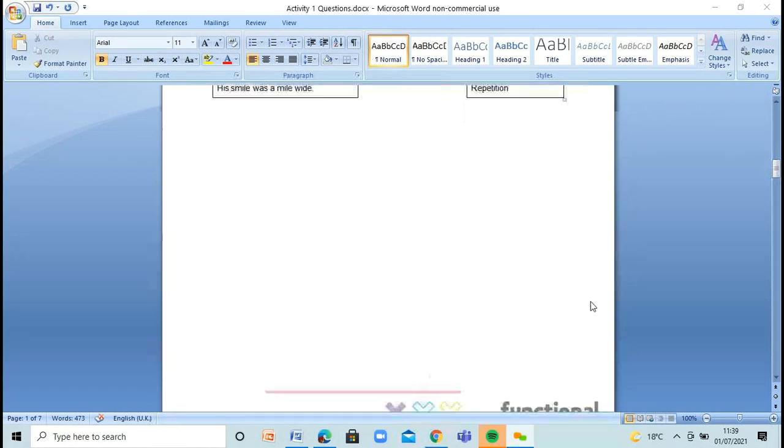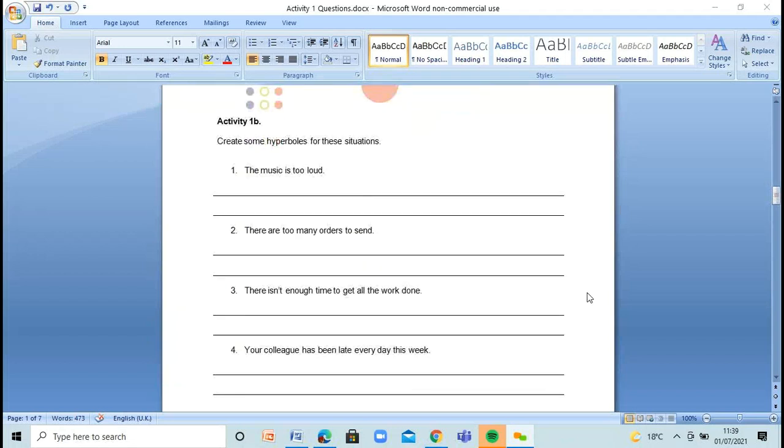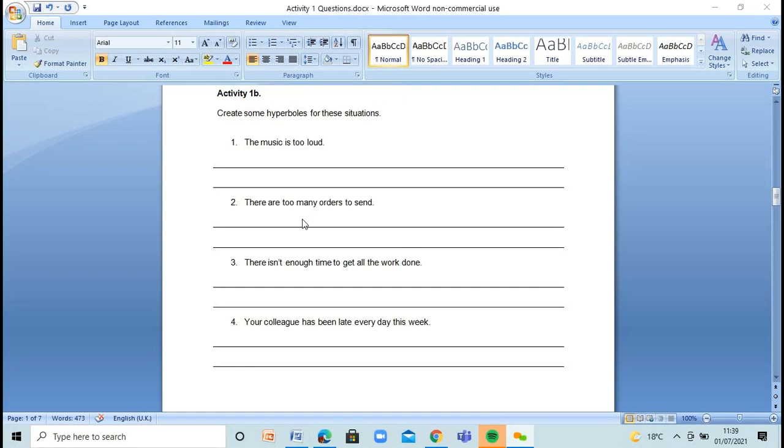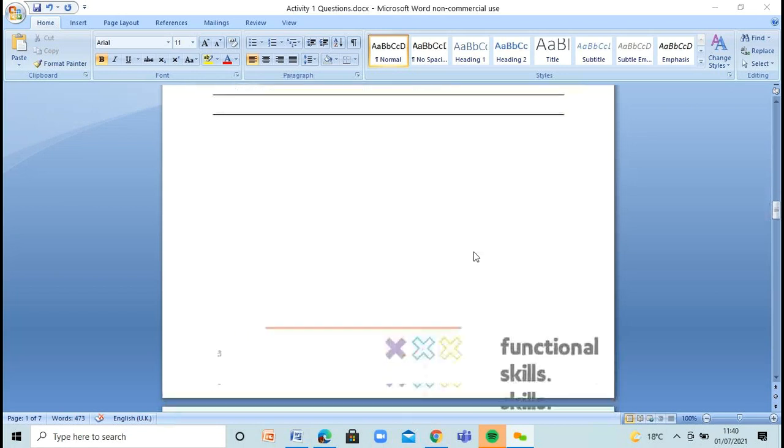So let me go further down. On here, you've got a couple of sentences and you've got some activities where you're asked to change it into a hyperbole, an exaggeration, and a repetition. So you want to do, the music is too loud. I would change this into a hyperbole and say, the music was so loud, my ears were popping. And then it is another sentence here, there are too many orders to send. And I might change it for exaggeration. I might change it to, there was a mountain of orders. Obviously you don't have a mountain of orders, but it just means you've got so many of them.